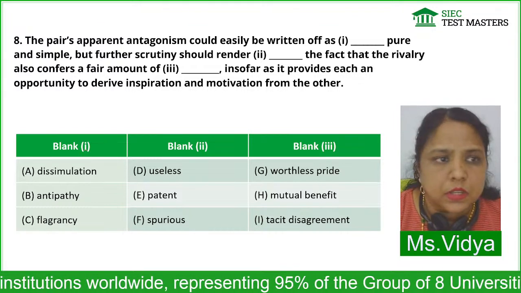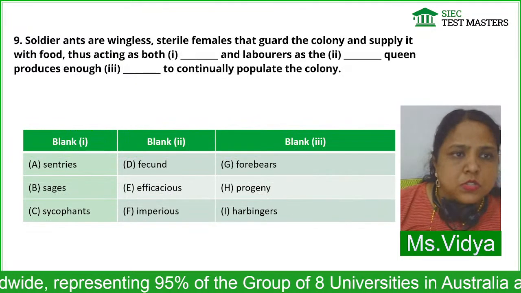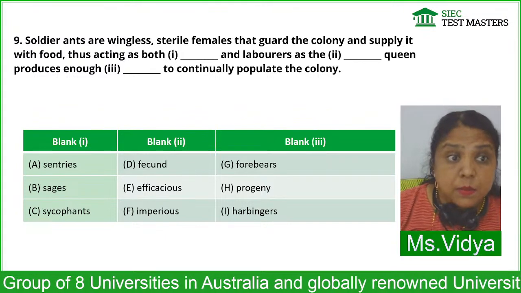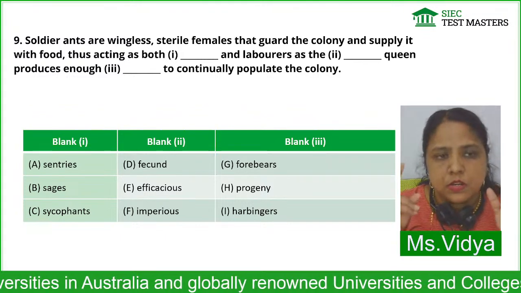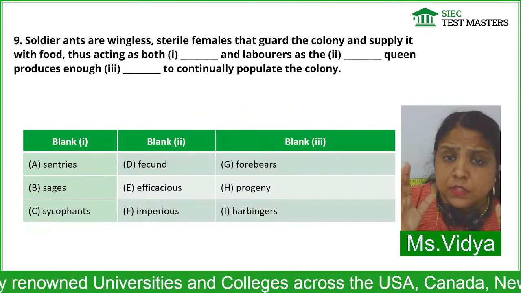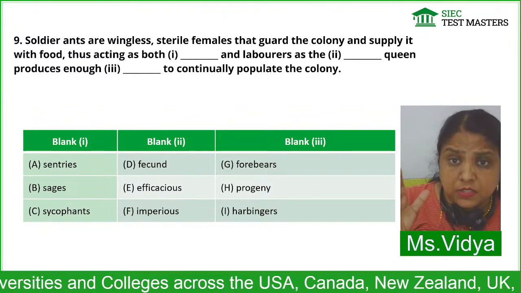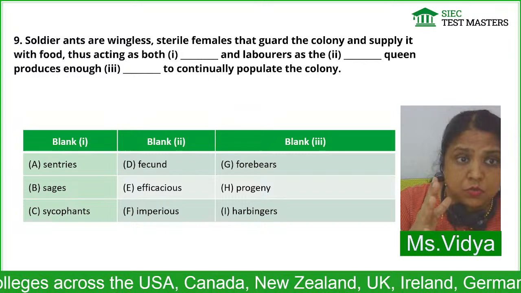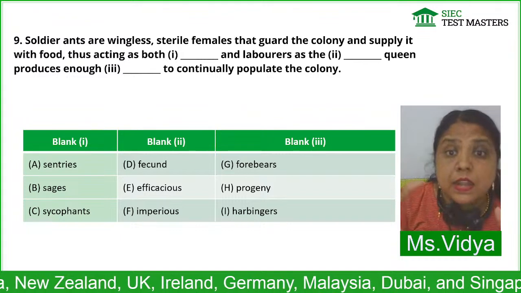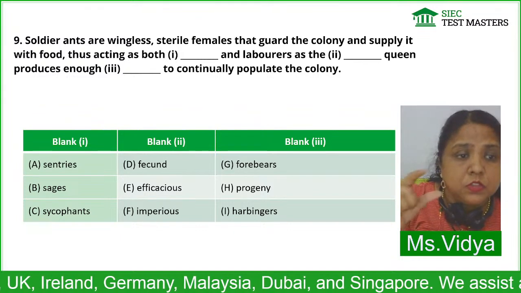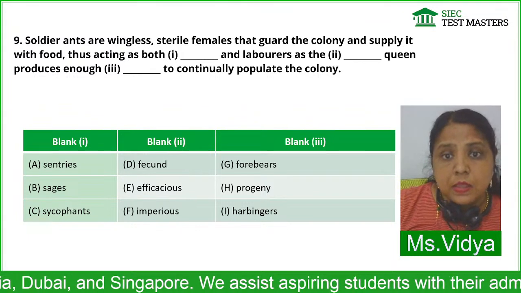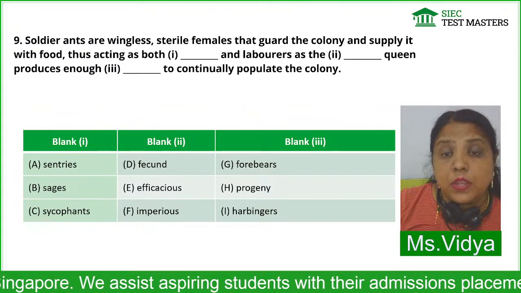Okay, let us look at the last question. Soldier ants are wingless, sterile females that guard the colony and supply it with food. Now, soldier ants do two things. They are sterile females that guard the colony, they protect the colony and supply it with food also. So, thus is a signpost. Thus, acting as both soldiers and laborers. Okay. Soldiers means sentries. The first blank should have sentries. And laborers as the fecund queen.